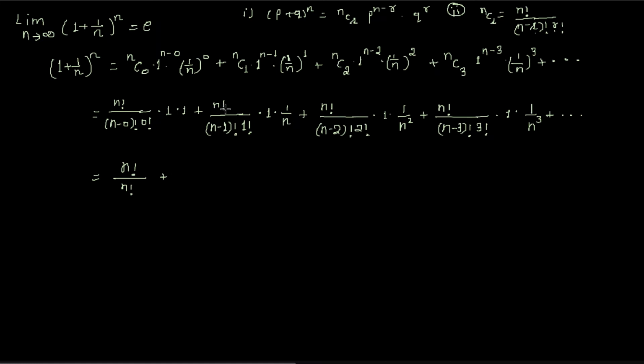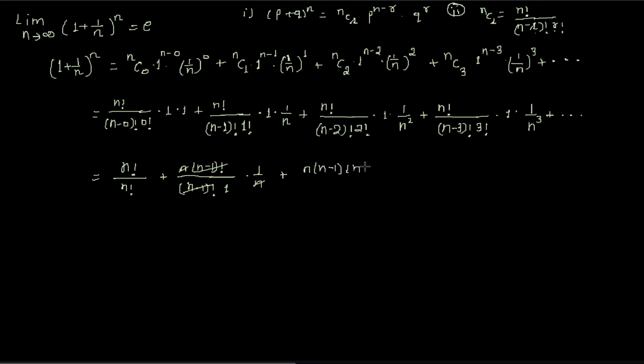Now we can see in the second term we have n factorial in the numerator and (n minus 1) factorial in the denominator. So we expand n factorial up to (n minus 1) factorial to cancel it from the numerator. The (n minus 1) factorial terms cancel out, times 1 over n, and this n and this n also cancel. In the third term we expand n factorial up to (n minus 2) factorial.